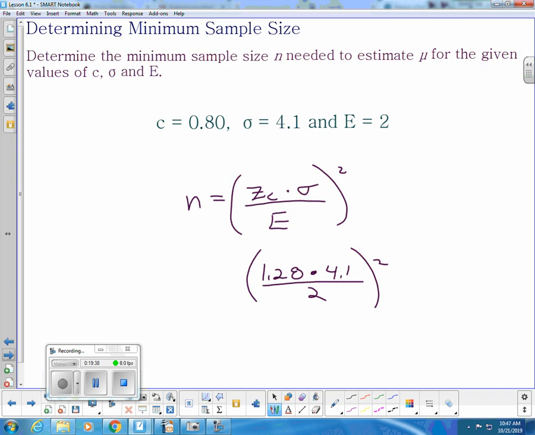Okay? So 1.28 times 4.1 divided by 2, and I'm going to square that. I get 6.88. This is a sample size, so what should you always do? Round up. Go to the next whole number. Okay? All right. That's it.